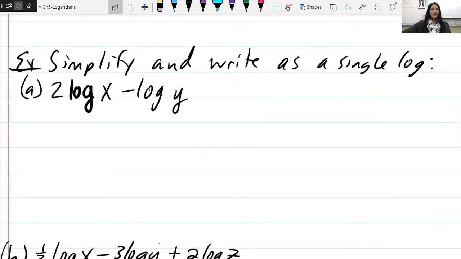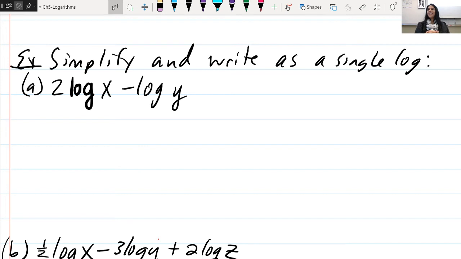See, it's starting to get fun. Simplify and write as a single log. Go ahead. I'm going to give you a minute or two.